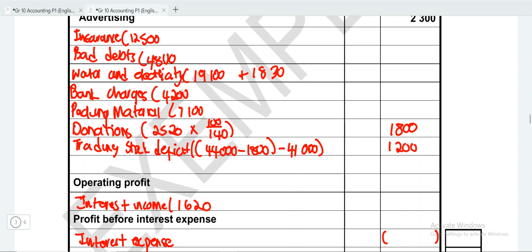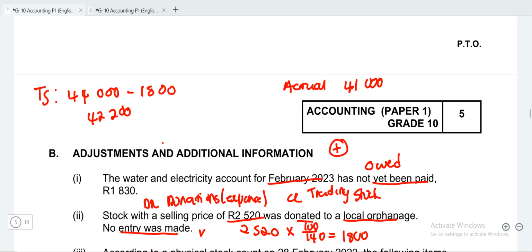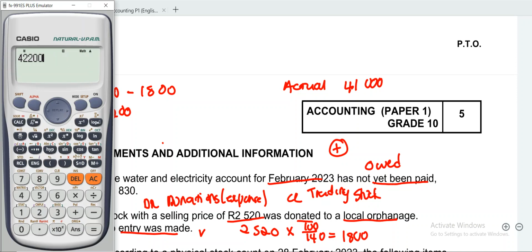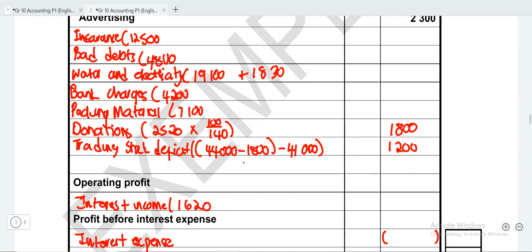So now let's go to where we're doing our records and try to verify if we're getting the same thing. So if you say 42,200 then you say minus 41,000, it gives you 1.2. So that's how that recording should be done. Okay, then you would have around 4 marks here for this transaction. So very important, guys. Now the next one here says that packing material on hand was 1,950. Remember I said when they say on hand, it means you must subtract. So our packing material, we must subtract minus 1,950. Then you are done with this transaction.